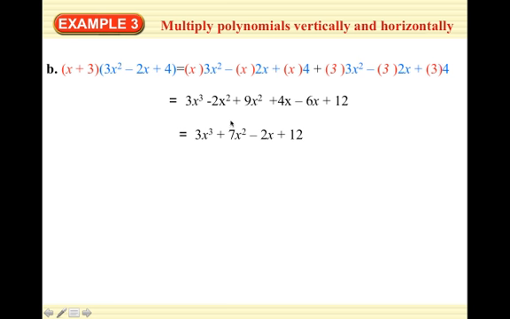So that gives us 3x cubed plus 7x squared, because negative 2x squared plus 9x squared is 7x squared, minus 2x, because 4x minus 6x is negative 2x, and then plus 12. All our like terms are combined. We're in standard form, so we are done. That is our product.